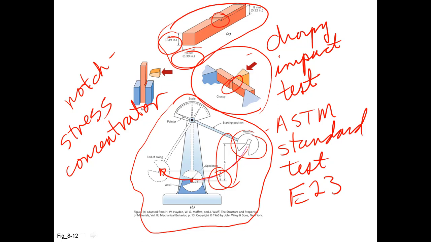There's a slight variant to the Charpy called the Izod test. Very similar, except here the sample is vertical and the notch is at the half support height, so it's just a different change in geometry. The Charpy test is the more common of the two.